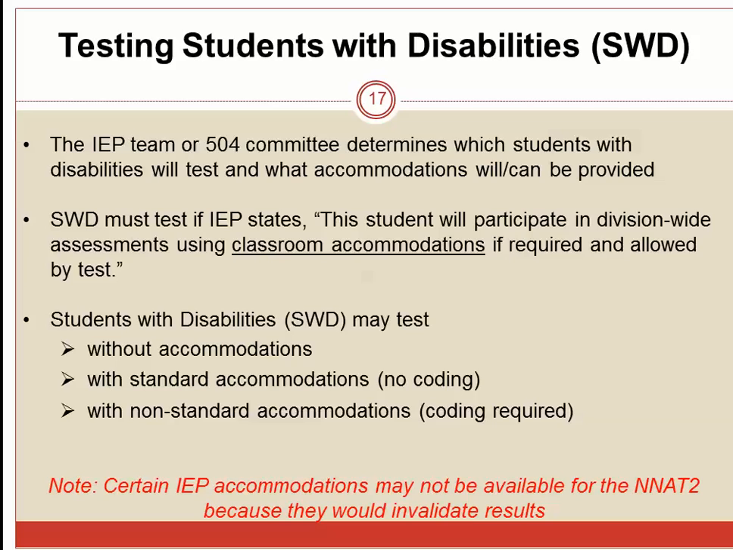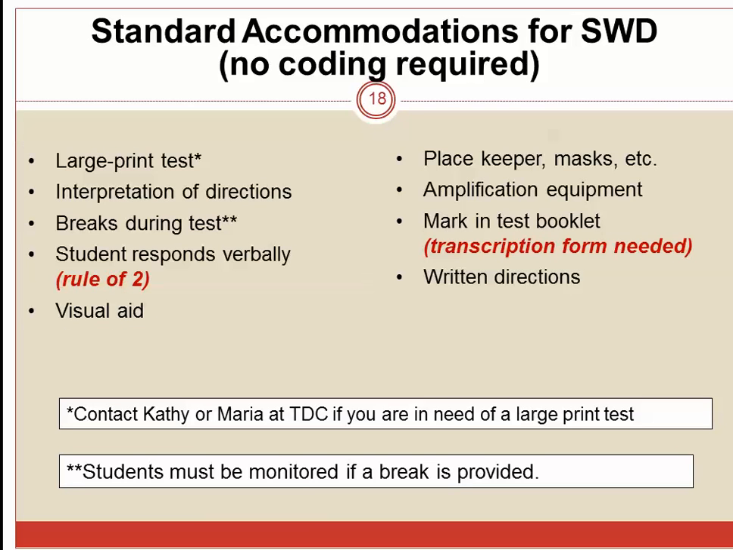For students who have the MIB accommodation, we will not give them the answer document. The first adult will transcribe the answers from booklet to the answer document. The second adult will verify and bubble correctly. And we must fill out the sheet for those students.